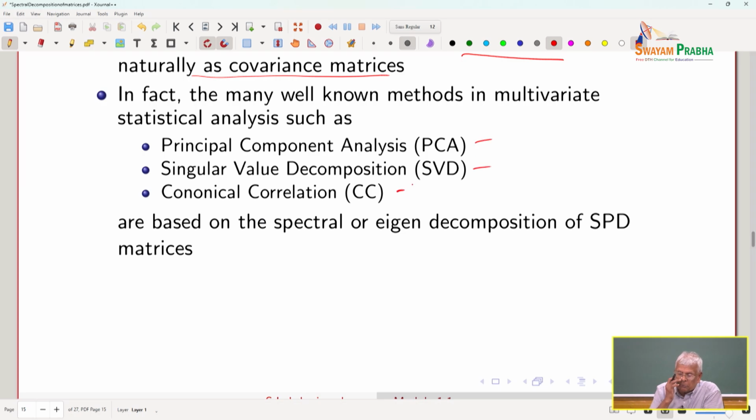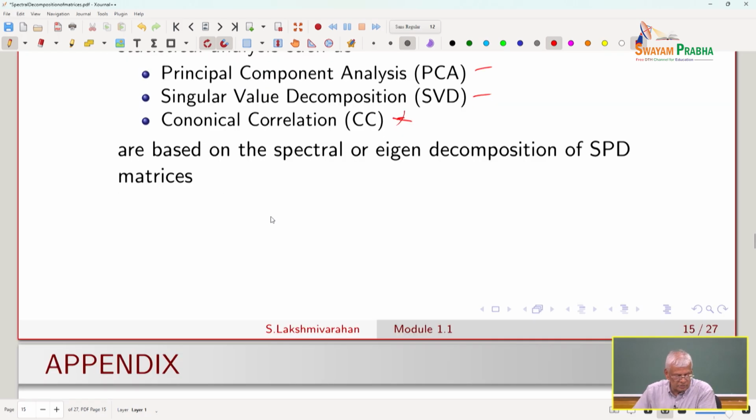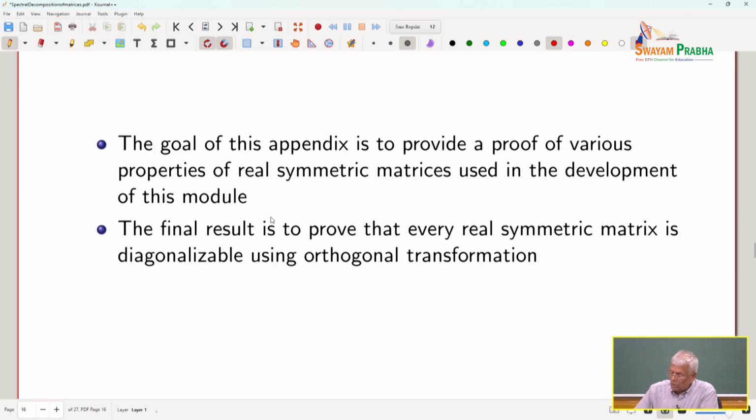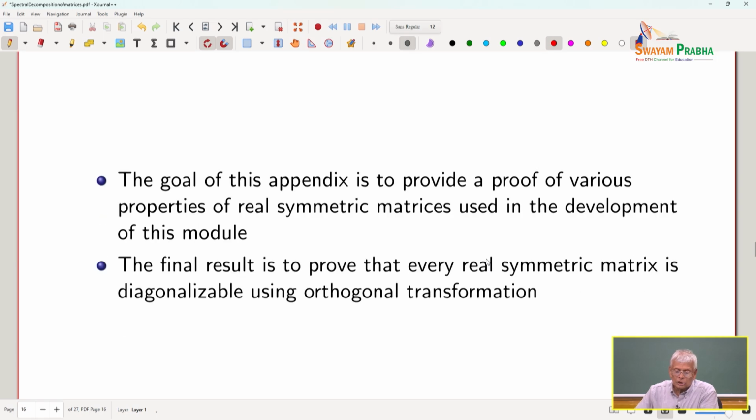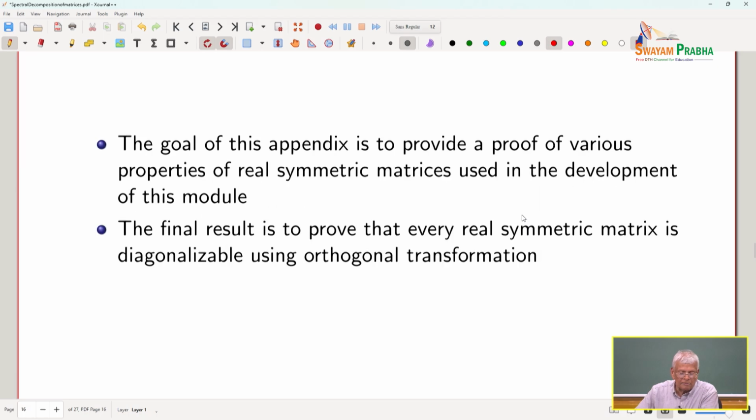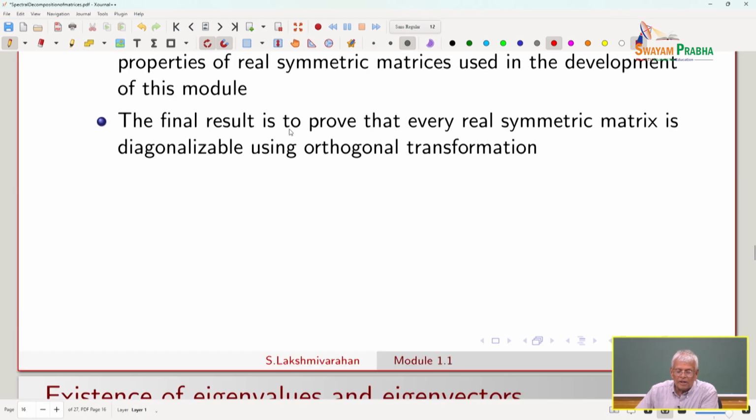Canonical correlation I am not planning to do in this course, but you can refer to the use of symmetric positive definite matrices in canonical correlation. Now, I am going to quickly go over the appendix where we try to prove some of the claims. The goal of this appendix is to provide a proof of the various properties of real symmetric matrices used in the development of this module. The final result is to prove that every real symmetric matrix is diagonalizable using orthogonal transformation. That's the ultimate goal.